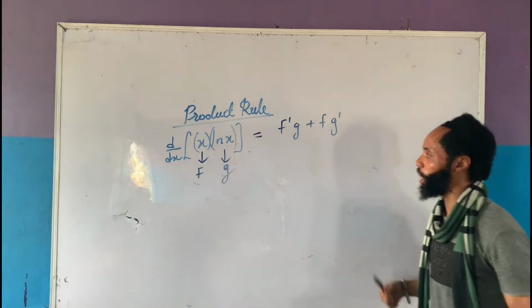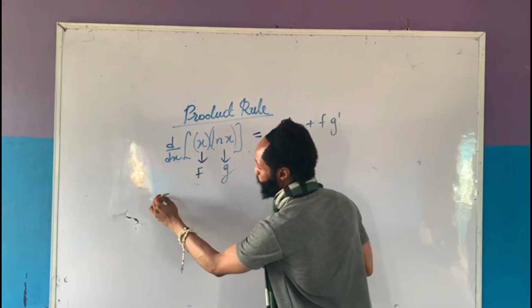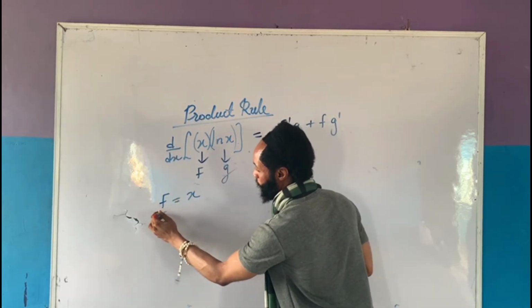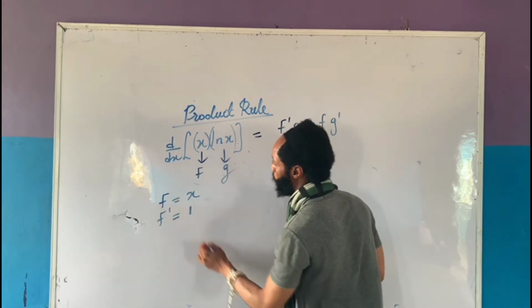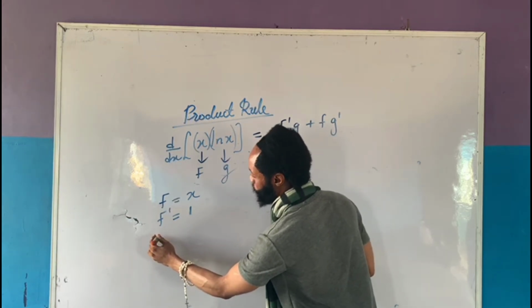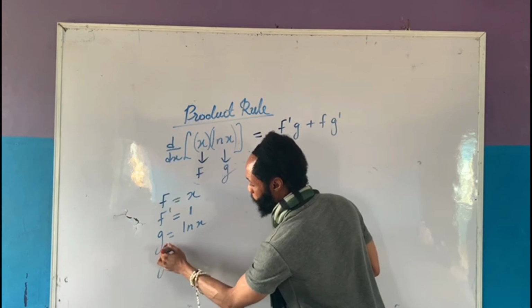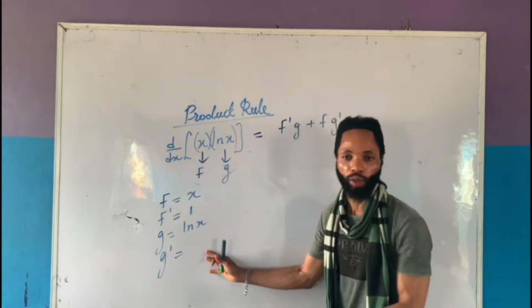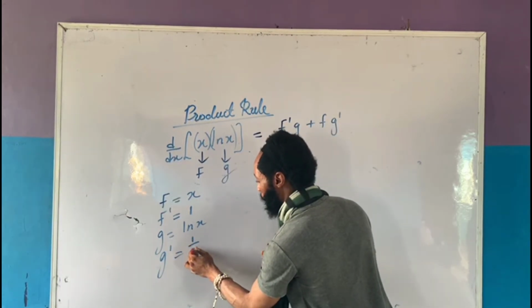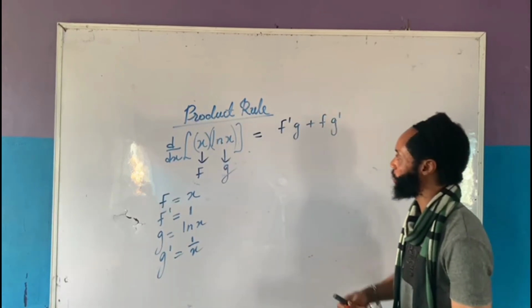So if we differentiate f, what are we going to get? Our f is x. Therefore, f prime is going to be what? 1. Then we have our g. Our g is ln x. Therefore, g prime, if we differentiate ln x, what will you get? You get 1 over x. And now we set everything here.